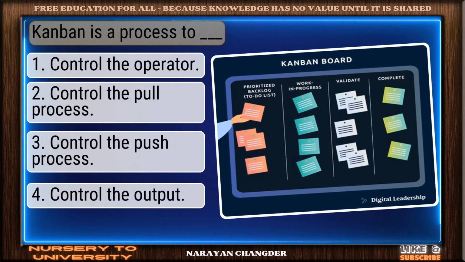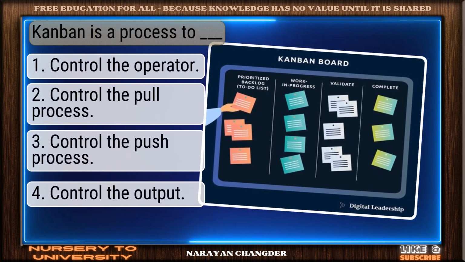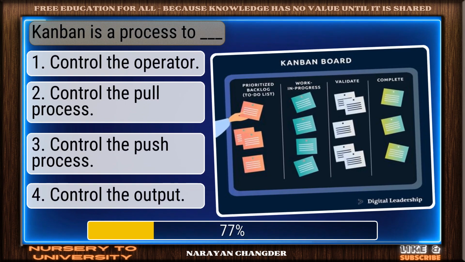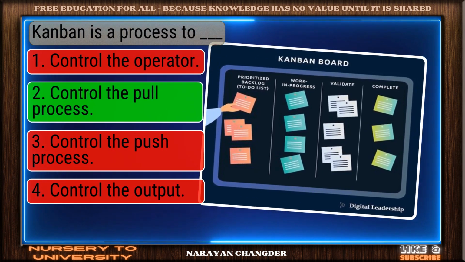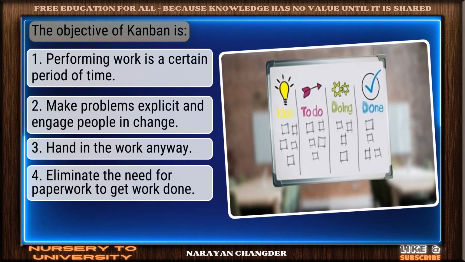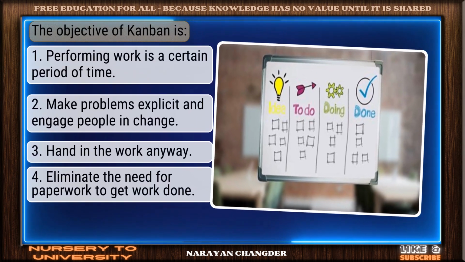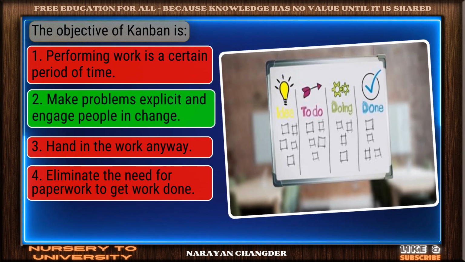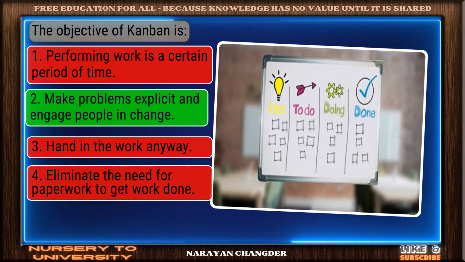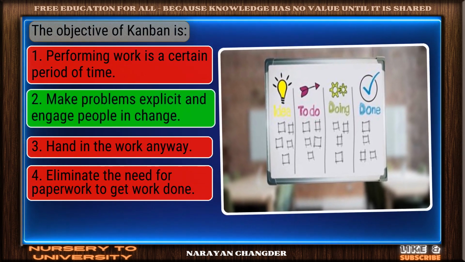Question number 52. Kanban is a process to dash. Right again. Control the pull process is a valid answer. Question number 53. The objective of Kanban is. Valid point. Make problems explicit and engage people in change is true.